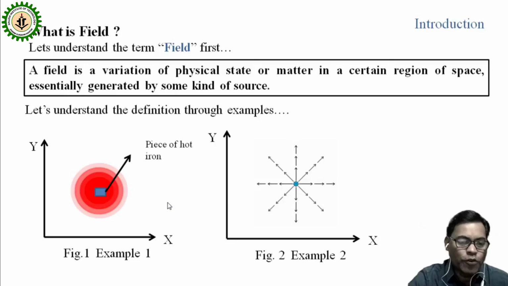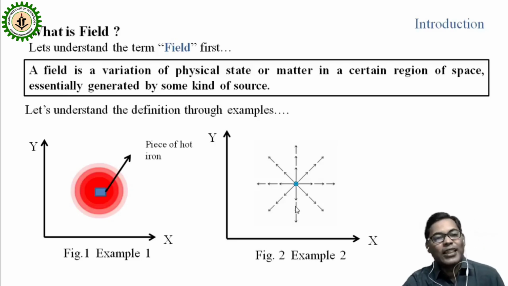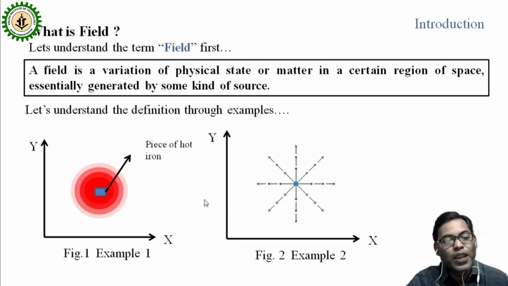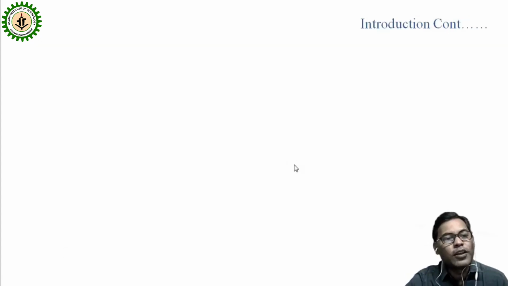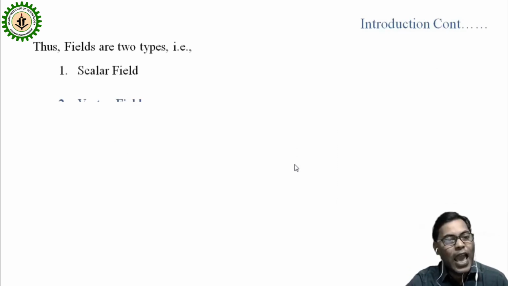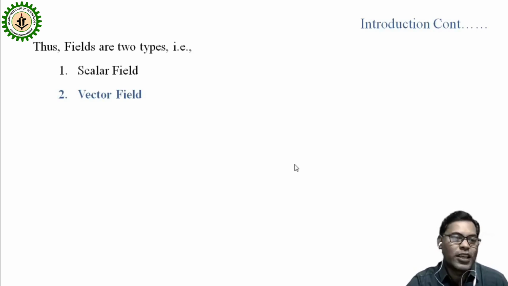Now, also from these two examples, we can say the fields are of two types. Why? Because the temperature here is a scalar quantity which is producing one field, the temperature field, and here the electric field is a vector quantity. Therefore, the field can be divided into two parts. One is the scalar field, another is the vector field. Mainly we are going to consider the vector fields here, because the electric field or the electromagnetic field is a vector field.